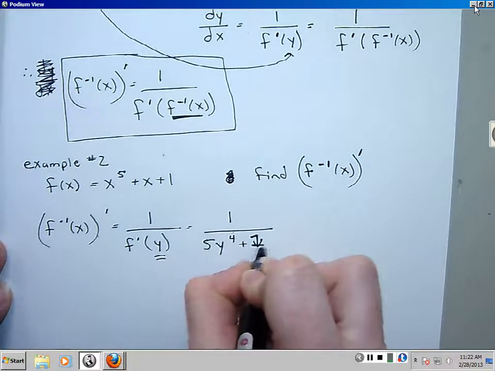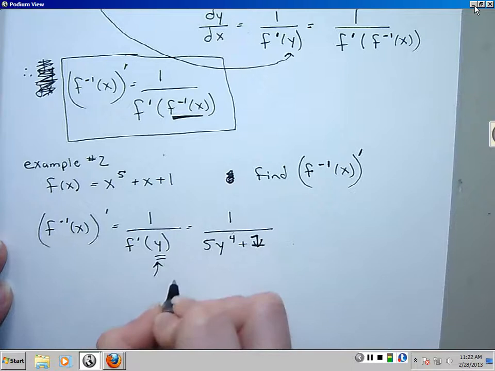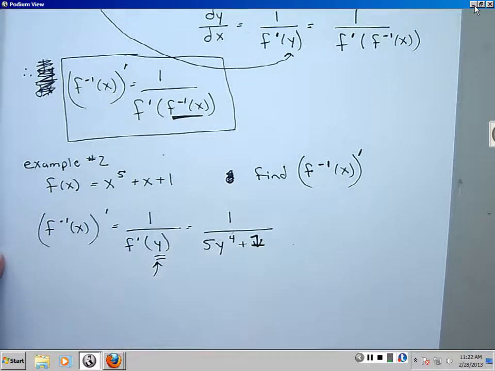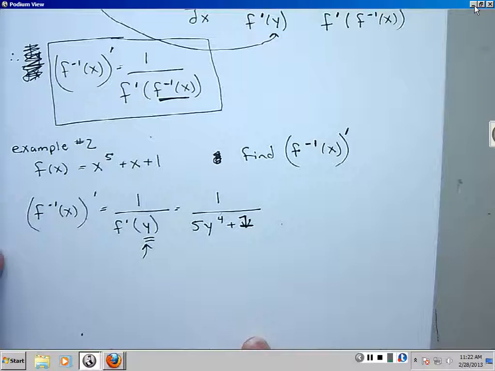Why do you call it y? Because y is the output of my function. I mean, why do you make them y's then? Because it's y equals x to the 5th plus x, so why don't they say x? Because I'm not looking for the derivative of the function, I'm looking for the derivative of the inverse. So remember when I say I plug in 2 to my original function, but I'm talking about the derivative at 1. Does that make sense?